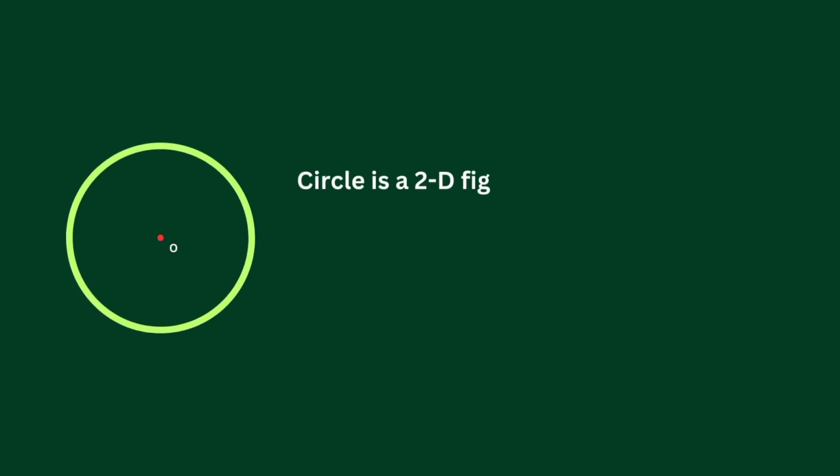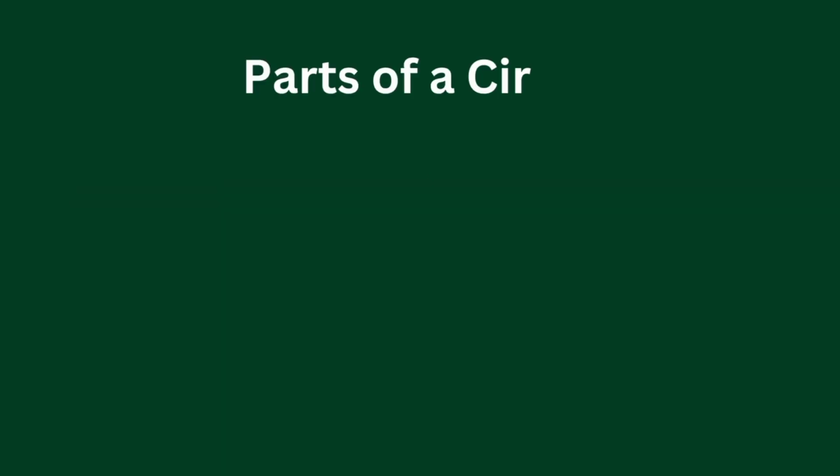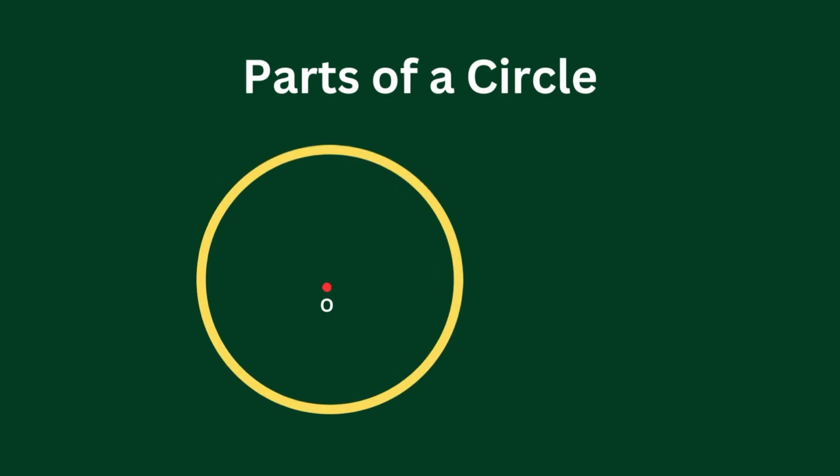Circle is a closed two-dimensional figure in which all the points in the plane are equidistant from a point called center. Now parts of a circle. Here O is the center of the circle.